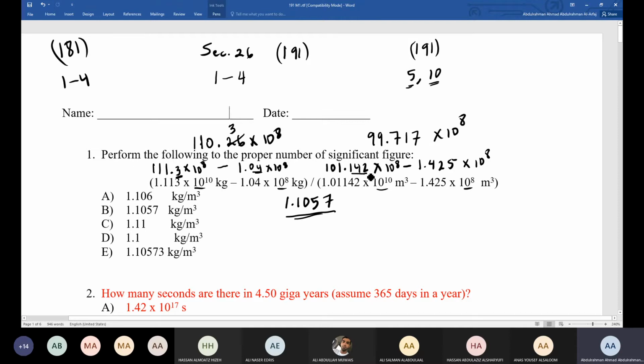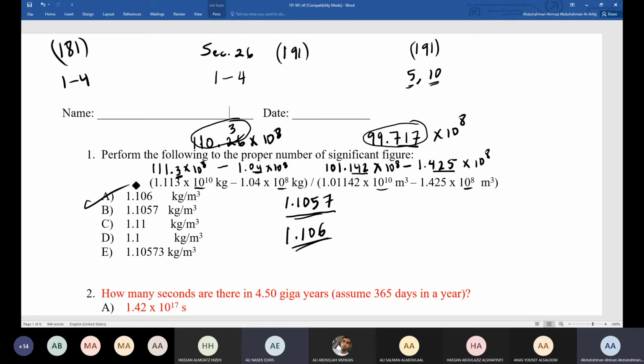This one has 3 after the decimal. This one has 3 after the decimal. So it is okay to have it like this. Now, we're dividing 4 significant figures by 5 significant figures. The answer should be what? Only 4 significant figures, and that's why the answer is this one. Is this clear?